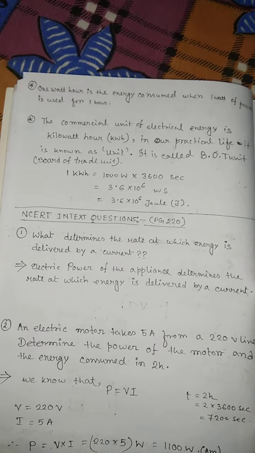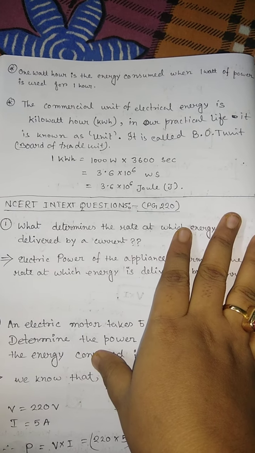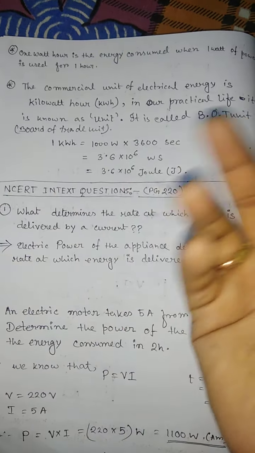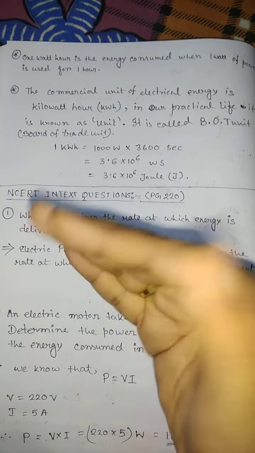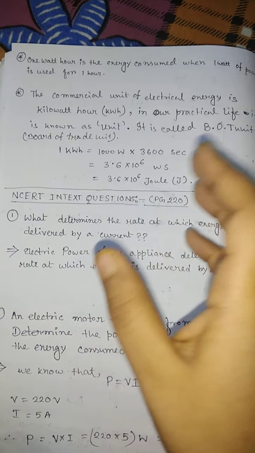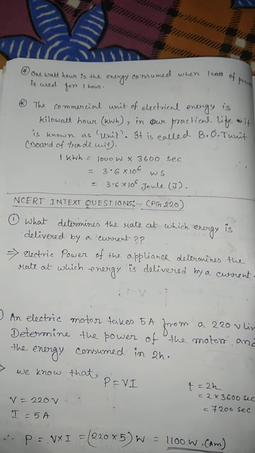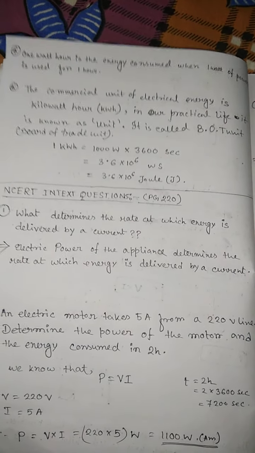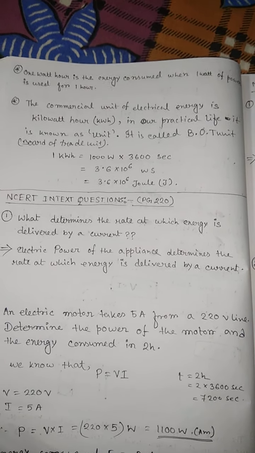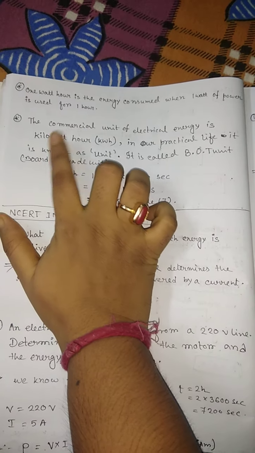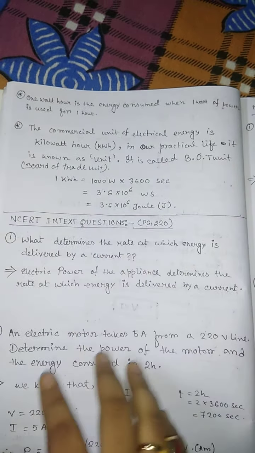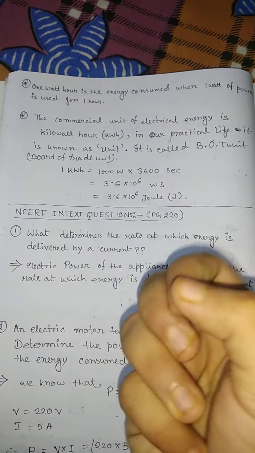Now, the commercial unit of electrical energy is kilowatt hour. Kilowatt is a bigger unit of electric power, and normally in our practical life we use this unit, kilowatt hour. So E equals P into T. If you have a larger number of electrical appliances, they consume a larger amount of electrical energy. In that case we use the unit kilowatt hour, and this is called the commercial unit of electrical energy. We use this kilowatt hour in our practical life.